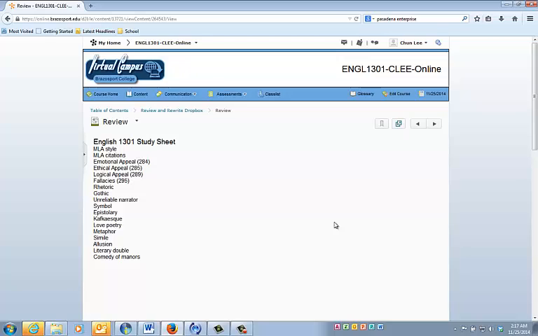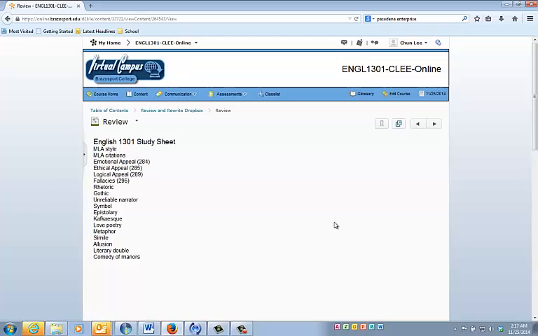MLA citations, this is the information that you put at the back of your essays. So remember commas, where the commas go, where the periods go, in what order things should be presented. Should be review for some of you, but some of you have not been doing your works cited pages, so some of you may find this new, but it is going to be part of the final. So review on how to properly make MLA citations.